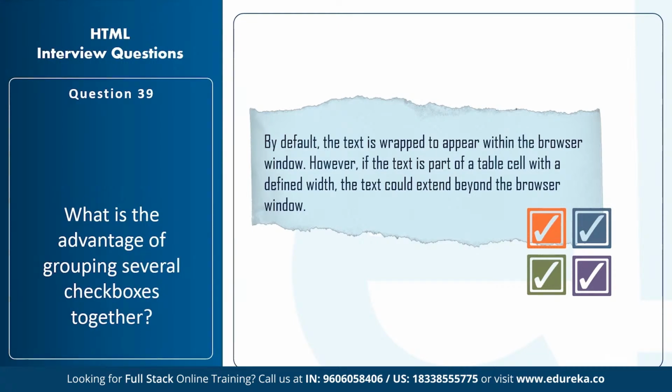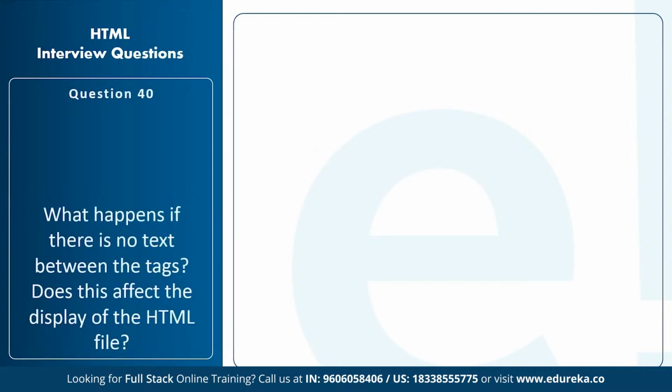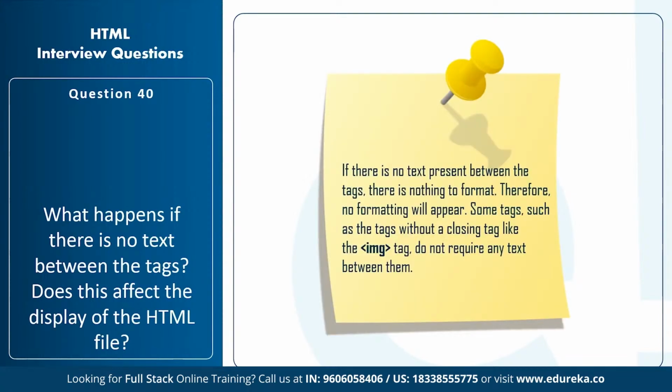Now moving on to the next question, what happens if there is no text between the tags? Does this affect the display of the HTML file? Now, if there is no text present between the tags, there is nothing to format actually. Therefore, no formatting will appear. So some tags, such as the tags without any closing tag, for example, an image tag which does not contain the closing tag, you would not require any text between them. Because if there is no text, there would not be any formatting as well.